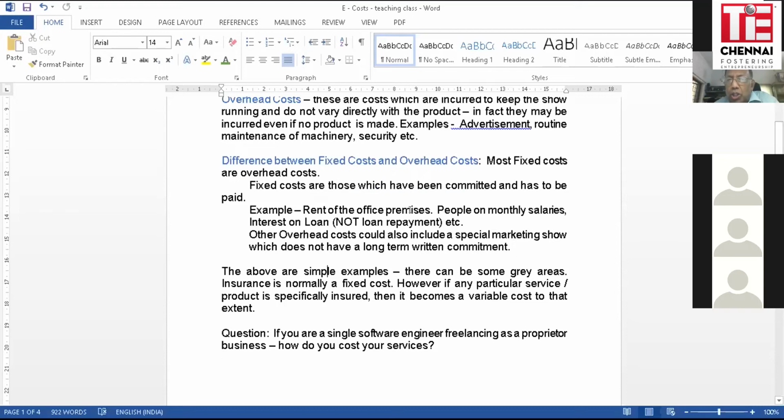Other overhead costs also include, suppose there is a special marketing show which you conduct for one particular instance, which is not committed, which you decide on the spur of the moment and you spend it. Now that is not a fixed cost, but it's nevertheless an overhead cost. Let's say you are selling a biscuit and you put out an ad in a particular school evening function. Let us say the school has its annual school day and you put out your board saying, I make these biscuits. Now, because of that, not a single biscuit might get sold, but nevertheless, you have incurred it. So that becomes a kind of an overhead cost, if not a fixed cost.